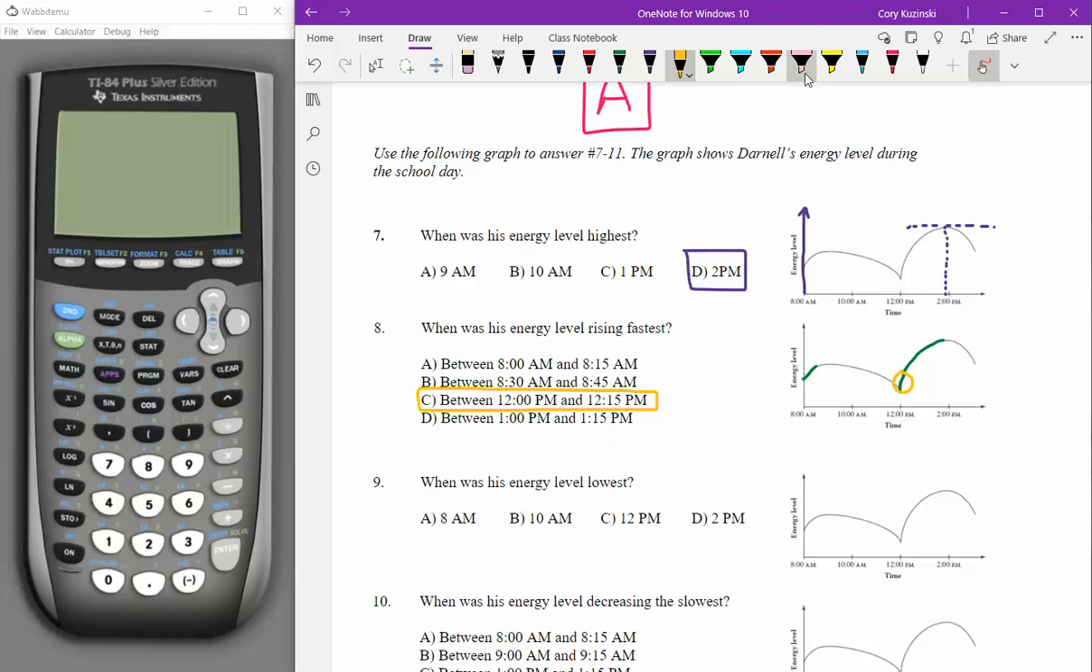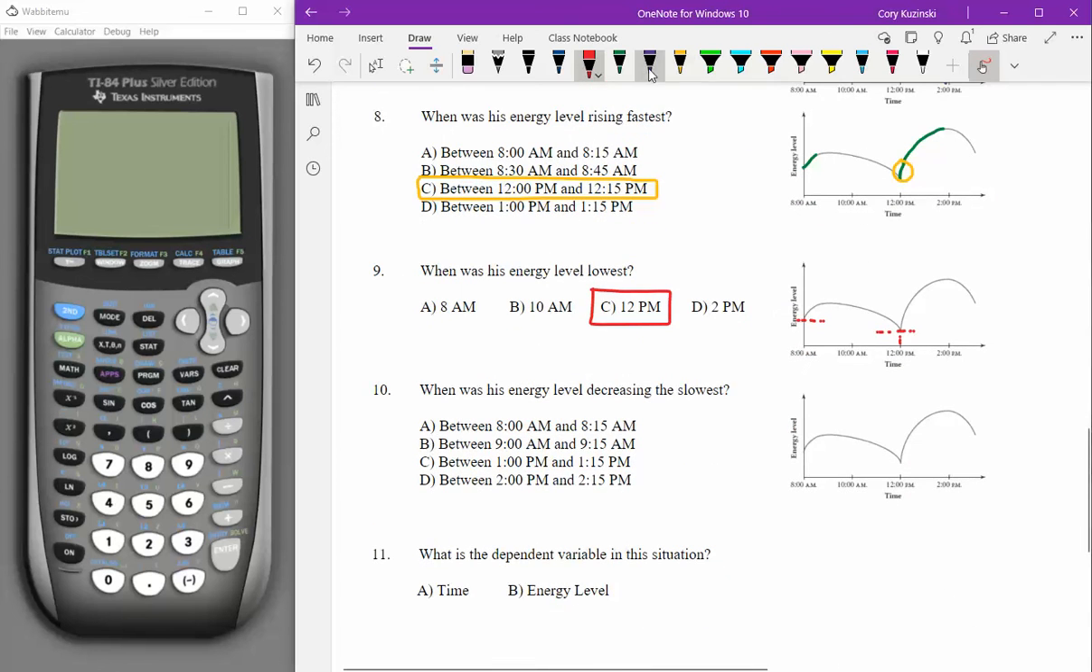When is his energy level the lowest? Right there, it's pretty darn low, and it looks like it's a little bit lower than it was at 8. So we're talking 12 p.m. right there.